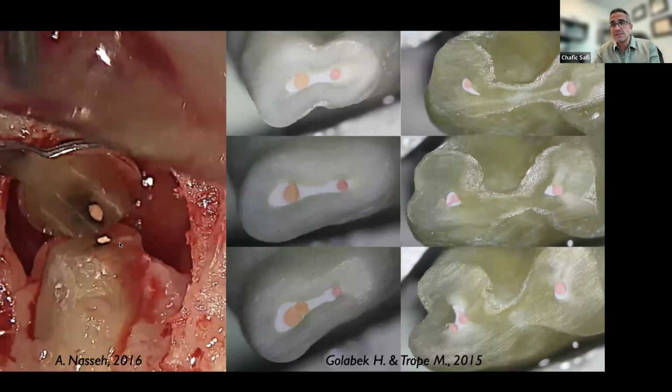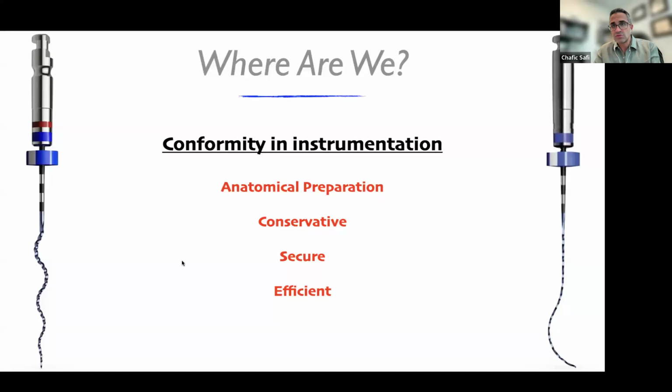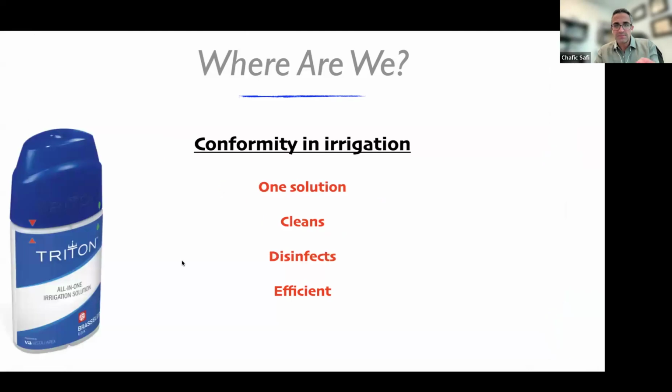And this is something that is easily avoidable thanks to the new techniques of anatomical obturation using BC sealer, and thanks to the advancements in technology and in bioceramics. So in order to conclude our webinar today, this is where we are heading in the discipline of endodontics. We're moving into a state that I would like to call conformity in instrumentation. We are conforming our files to the anatomy of the root canal system in order to give an anatomical preparation in a conservative, secure, and efficient manner.